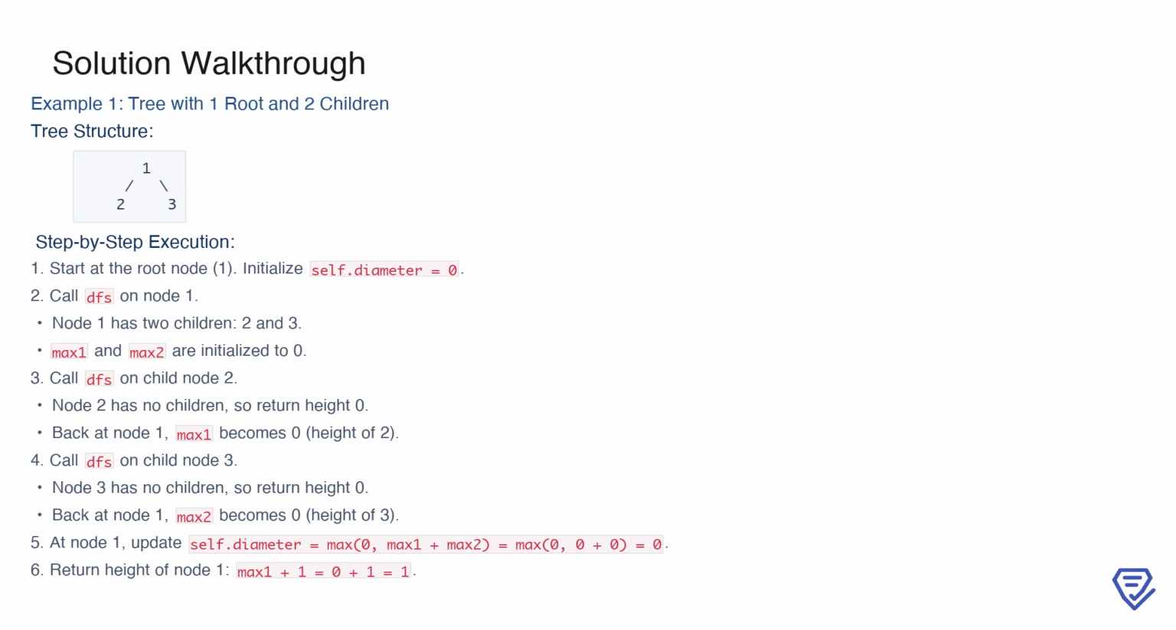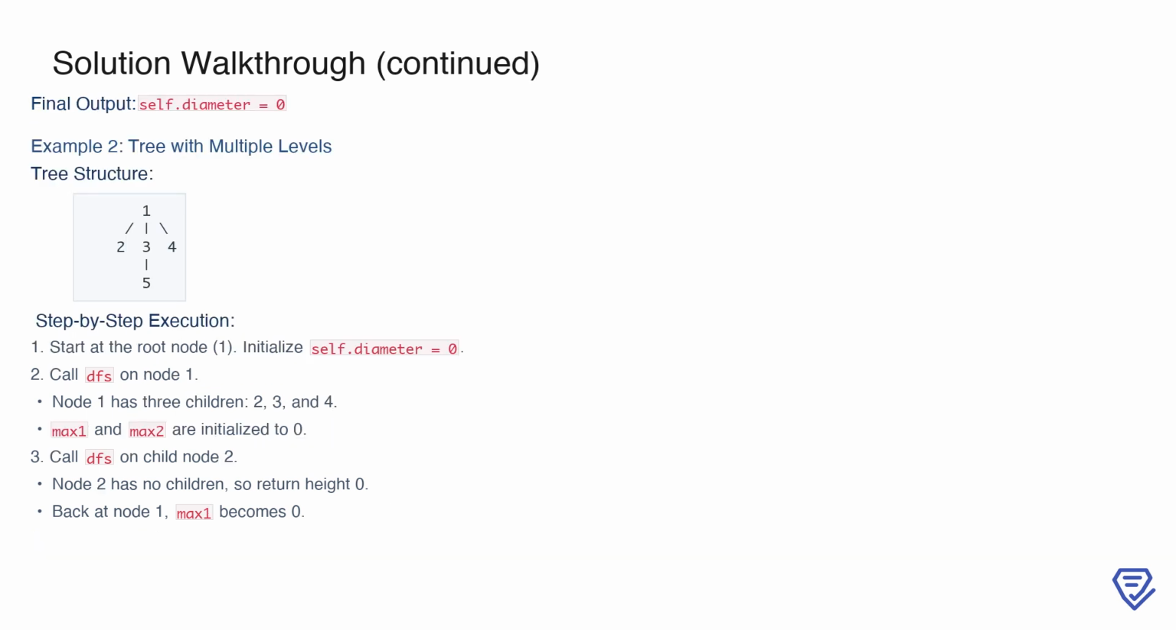At this point, we calculate the diameter at node 1 as the sum of max1 and max2, which is 0 plus 0, giving a diameter of 0. Finally, we return the height of node 1 as max1 plus 1, which is 1. This completes the calculation for this simple example. The final diameter for the first example is 0, as there are no paths with more than one edge.